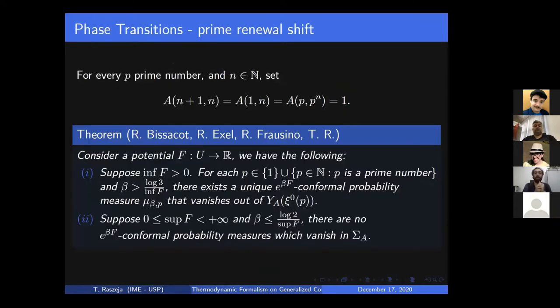This is actually an interesting example where you have infinitely many conformal probabilities. This is the prime renewal shift. The matrix allows you to take the renewal shift, take the prime numbers and the powers of the prime numbers, and make this transition able to happen. So this is a case where, although it is infinite, it's a countable set of extremal measures.